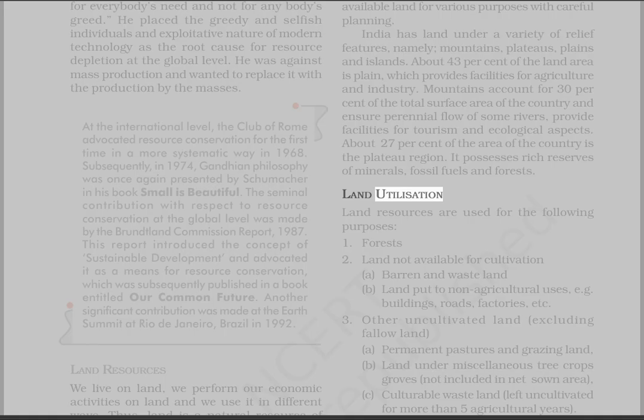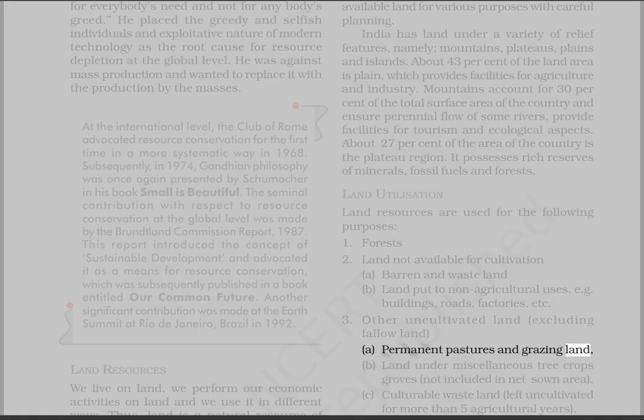Land utilization. Land resources are used for the following purposes. 1. Forests. 2. Land not available for cultivation: a. barren and waste land, b. land put to non-agricultural uses, e.g. buildings, roads, factories, etc. 3. Other uncultivated land, excluding fallow land: a.